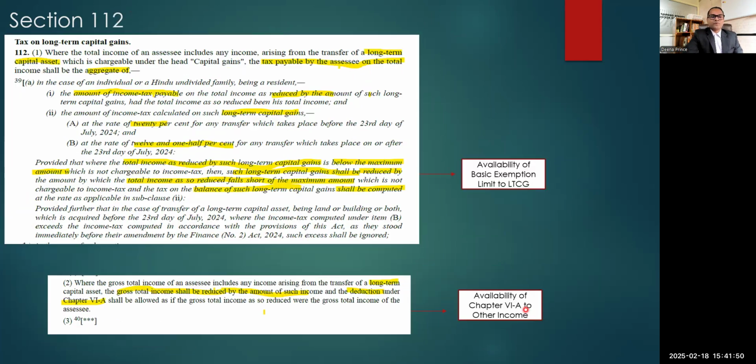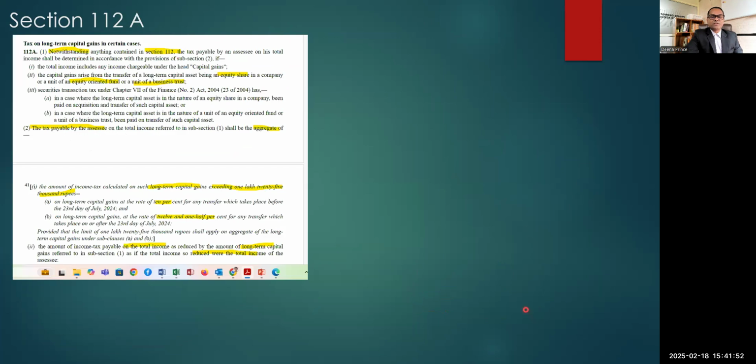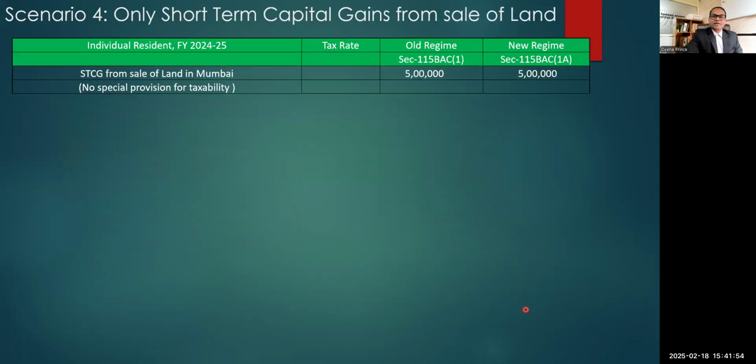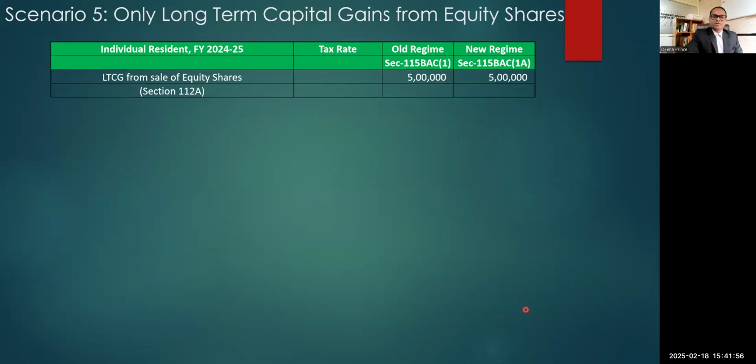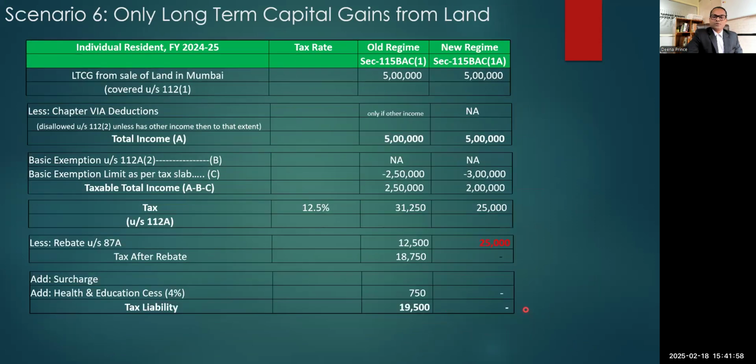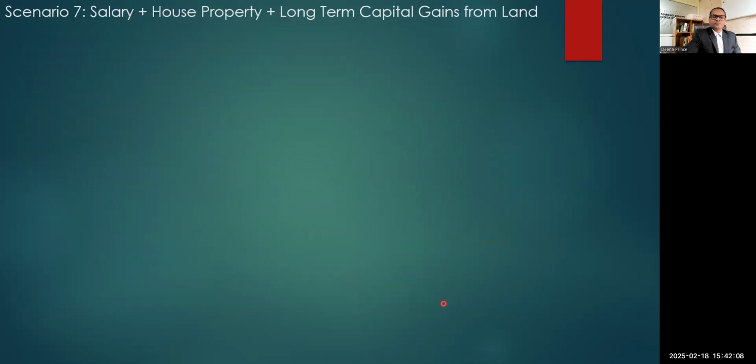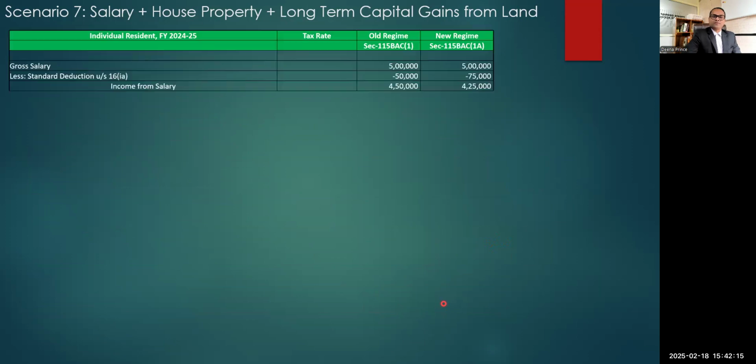There is no mention of 87A disallowance here. So this means that 87A is allowed in this case, both for the old and the new tax regime. So the tax liability comes to 19,500. Now let's see the last scenario wherein you have salary, house property, and long-term capital gain from land.